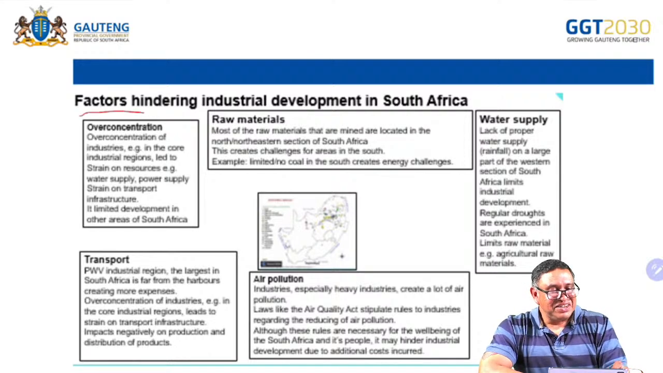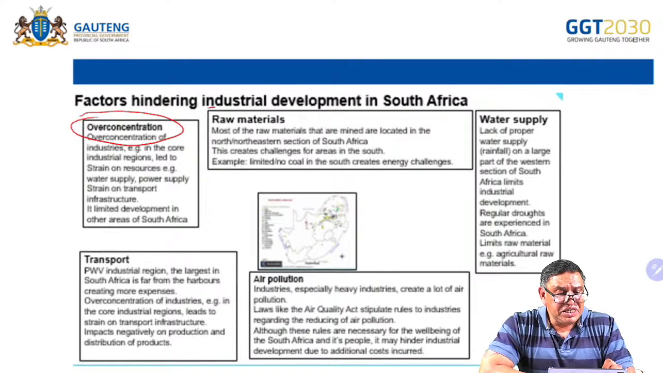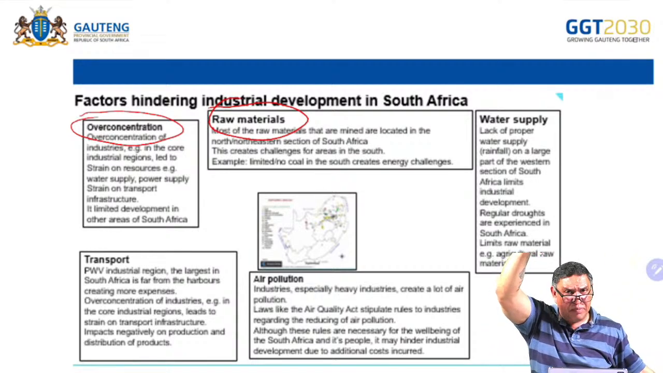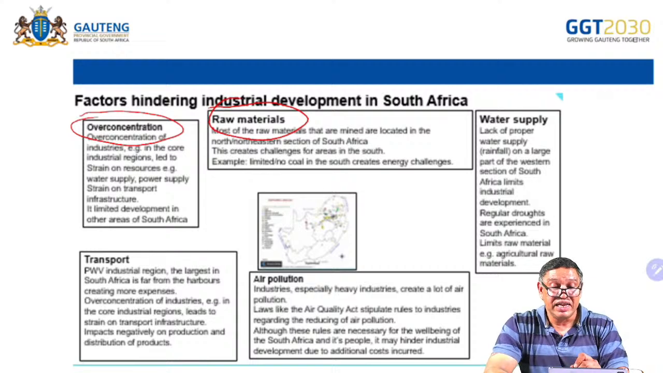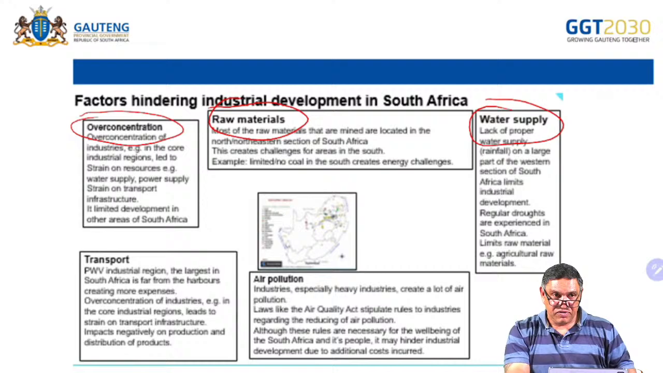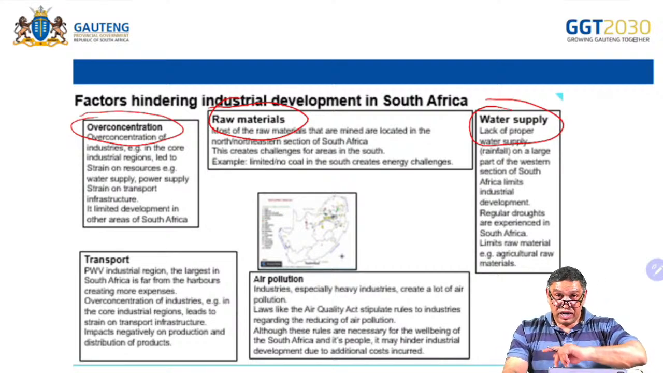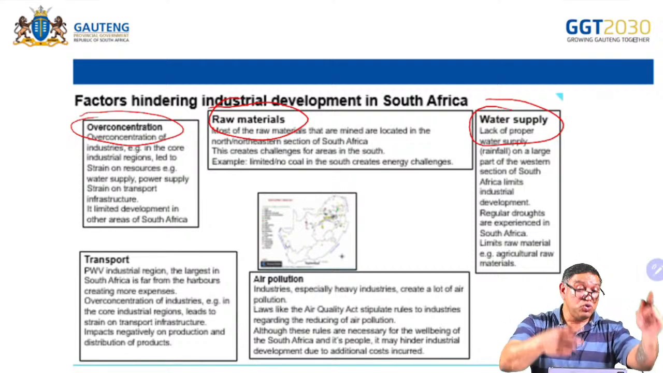And of course, factors hindering: over-concentration, where too many industries bring traffic congestion and strain on resources. All right. Raw materials, most of them, learners, are located in the north. What about the Southwestern Cape or the Western Cape regions? They don't have many of the mineral raw materials, so they struggle a bit, but we'll talk about that later. Some places have a lack of rainfall. We have winter rainfall, but no summer rainfall in the Western Cape. Water projects have to be put in place in Gauteng also, like the Vaal Tugela scheme you did in grade 11, where water was pumped from the Tugela River to the Vaal River.